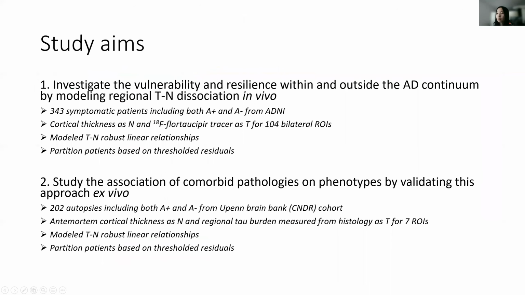This present work is built on that prior work. Here we are trying to replicate this approach on a larger cohort, including both amyloid positive and amyloid negative patients, on ADNI datasets. And to provide some ex vivo validation, we also replicated this approach using cortical thickness measured from antemortem MRI and regional tau burden measured from histology in 7 available regions from 202 autopsies in the UPenn Brain Bank.